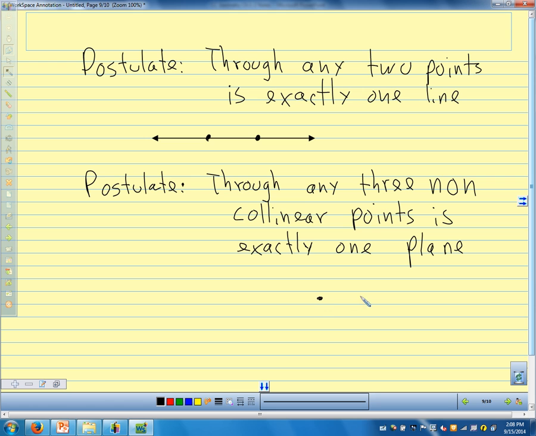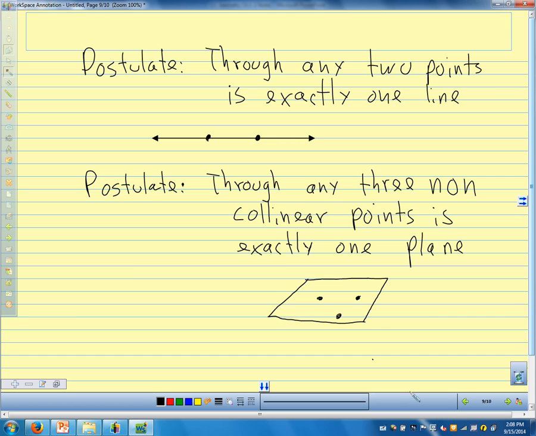So if I have these 3 points, there's exactly one plane that contains all 3 of those points. And my way of thinking about this is that's why they make tripods with 3 legs. Because no matter how you arrange those 3 legs, they're always going to make a plane. So your tripod's not going to wobble. Now if you put something heavy on it, it could fall over, but it's not going to wobble.